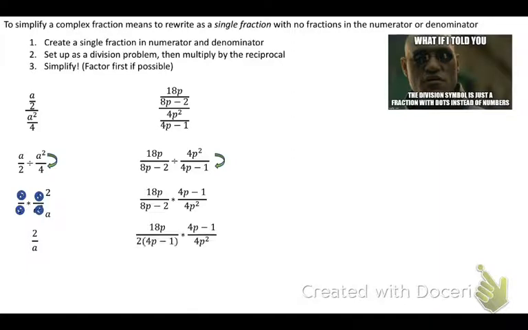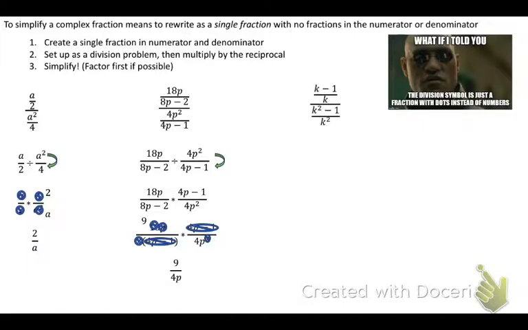I can factor a 2 out of that 8p minus 2. Then I can just start canceling stuff. So like 2 goes into 18 9 times. Those p's will cancel, and then the 4p minus 1s cancel. So I'm just left with 9 over 4p.